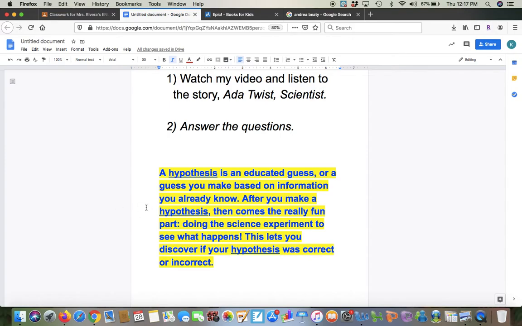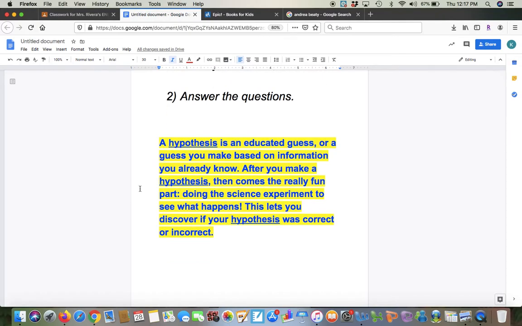And after you make a hypothesis, then comes the really fun part. You can do a science experiment to see what happens. So a lot of times if you want to figure out how something works or what's going to happen, you might want to make a little science experiment to figure it out. And before you do your experiment, you would make a hypothesis. You would make an educated guess on what will happen.